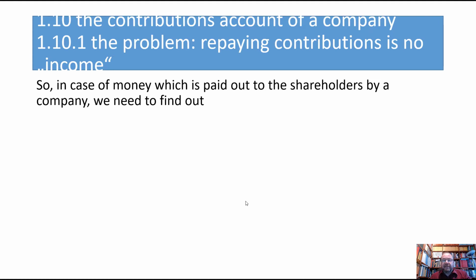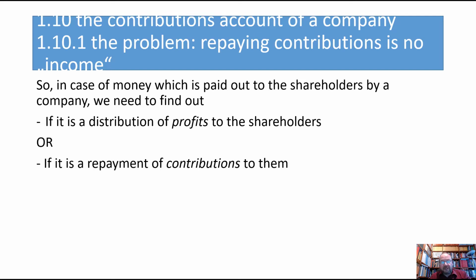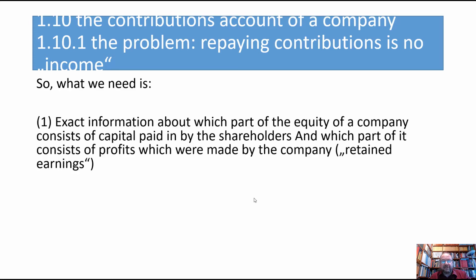So in case where money is paid out to the shareholders by a company, we need naturally then to find out if it's a distribution of profits to the shareholder, then it's income for them. Or if it is a repayment of contributions to them, then it's just a payback of cost of acquisitions. So what we need is exact information about which part of the equity of a company consists of capital paid in by the shareholders and which part of it consists of profits which were made by the company. So what are retained earnings?